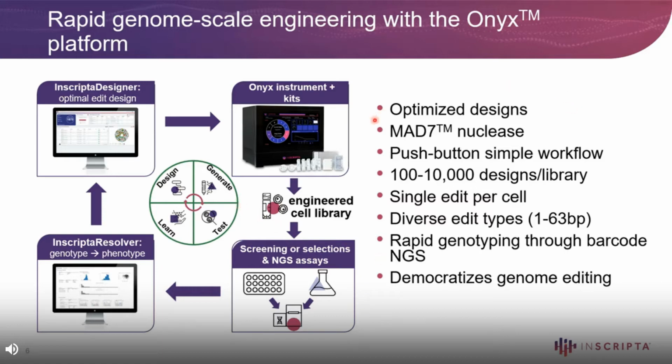So the platform has optimized designs. It utilizes the proprietary MAD7 nuclease, push-button simple workflows, anywhere from 100 to 10,000 designs per library. There's a single edit per cell. You can introduce diverse edit types, which I'll talk about in a moment, anywhere from 1 to 63 base pairs. Also, there is a DNA barcode that's attached to each edit, so you can do rapid genotyping through just sequencing of the barcode. And it really democratizes genome editing, basically bringing genome editing to the masses.